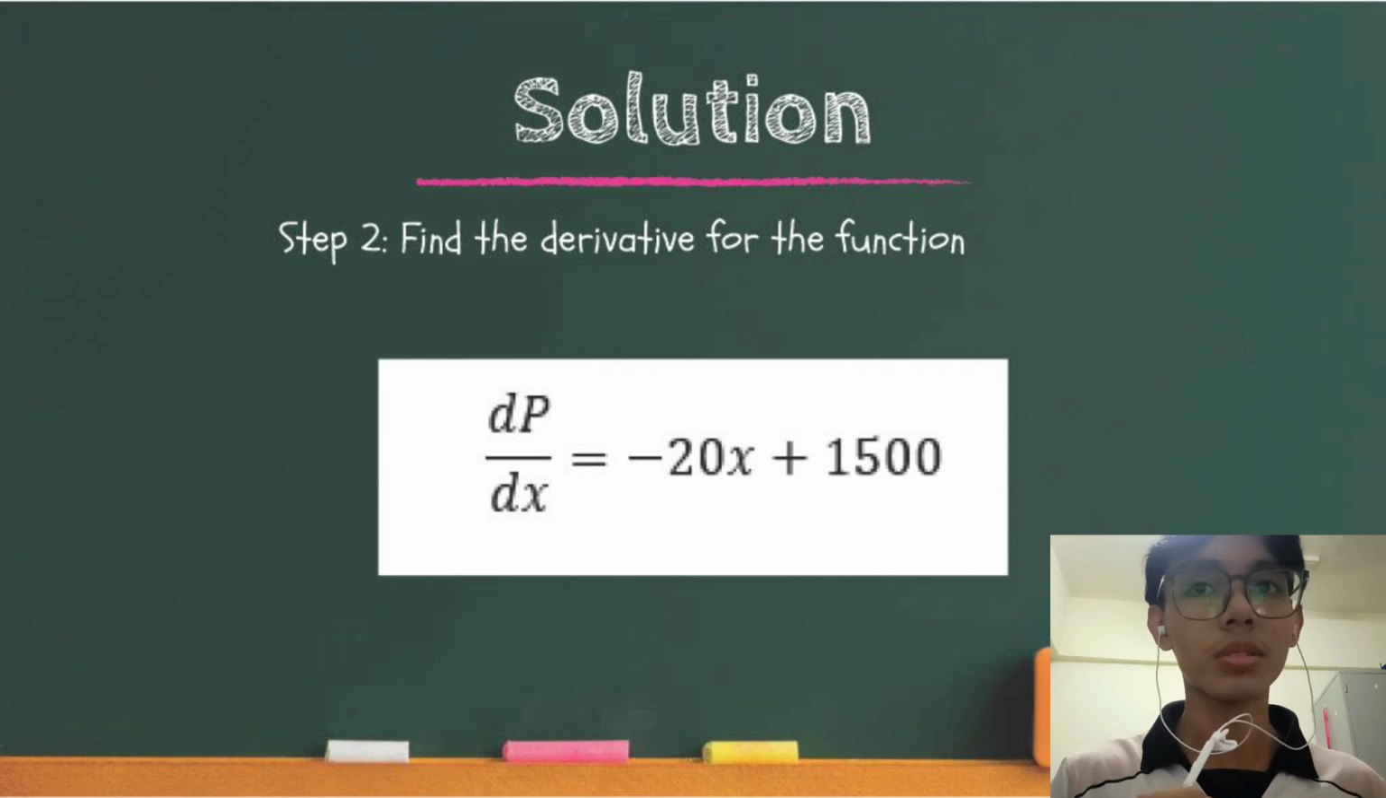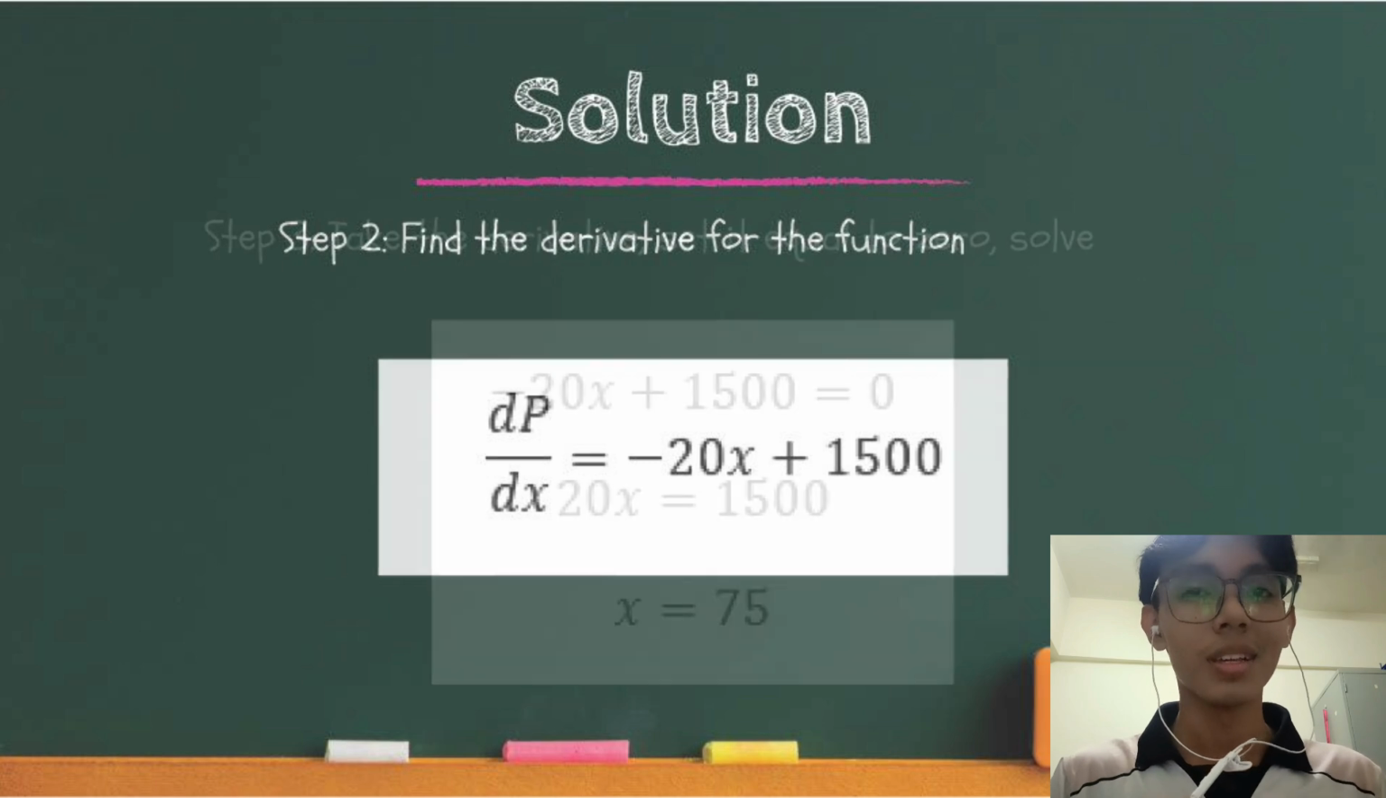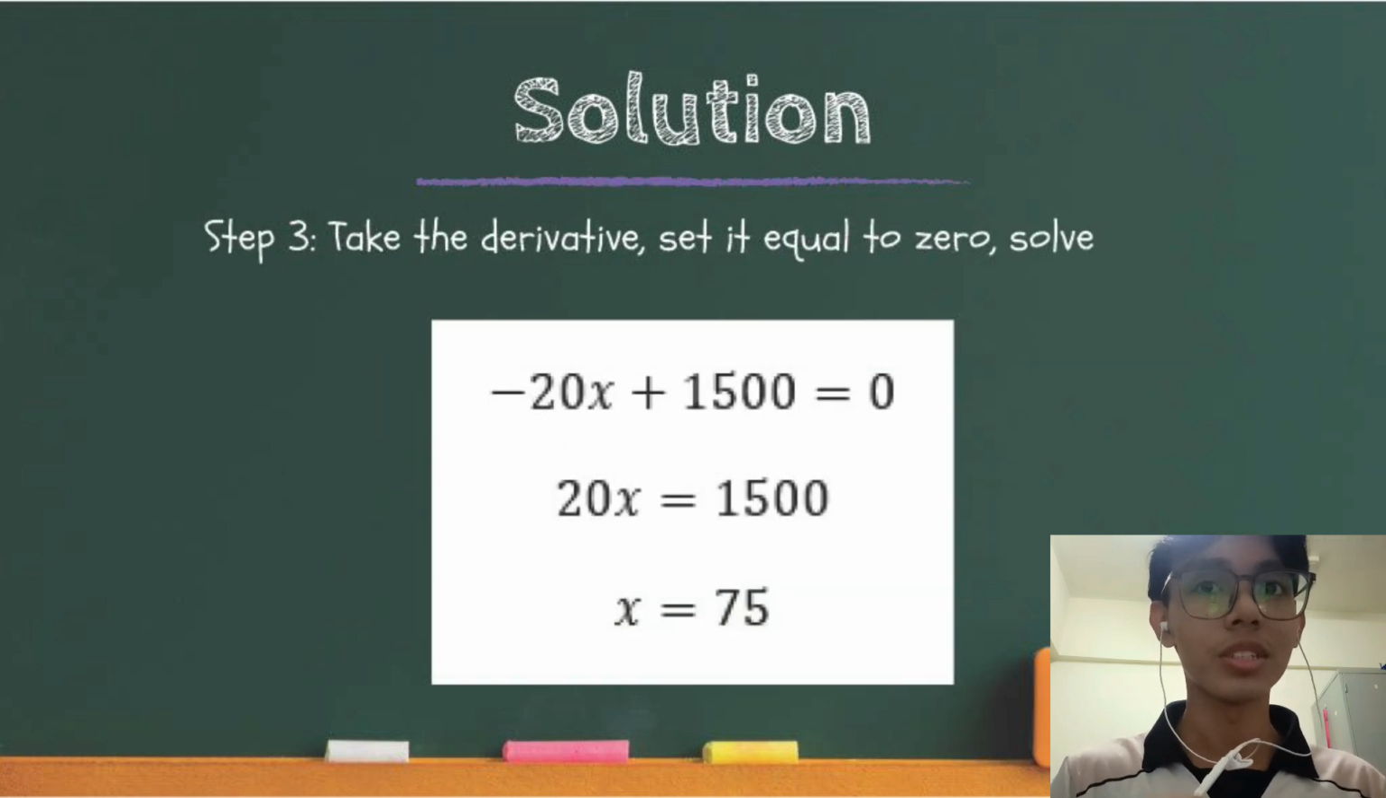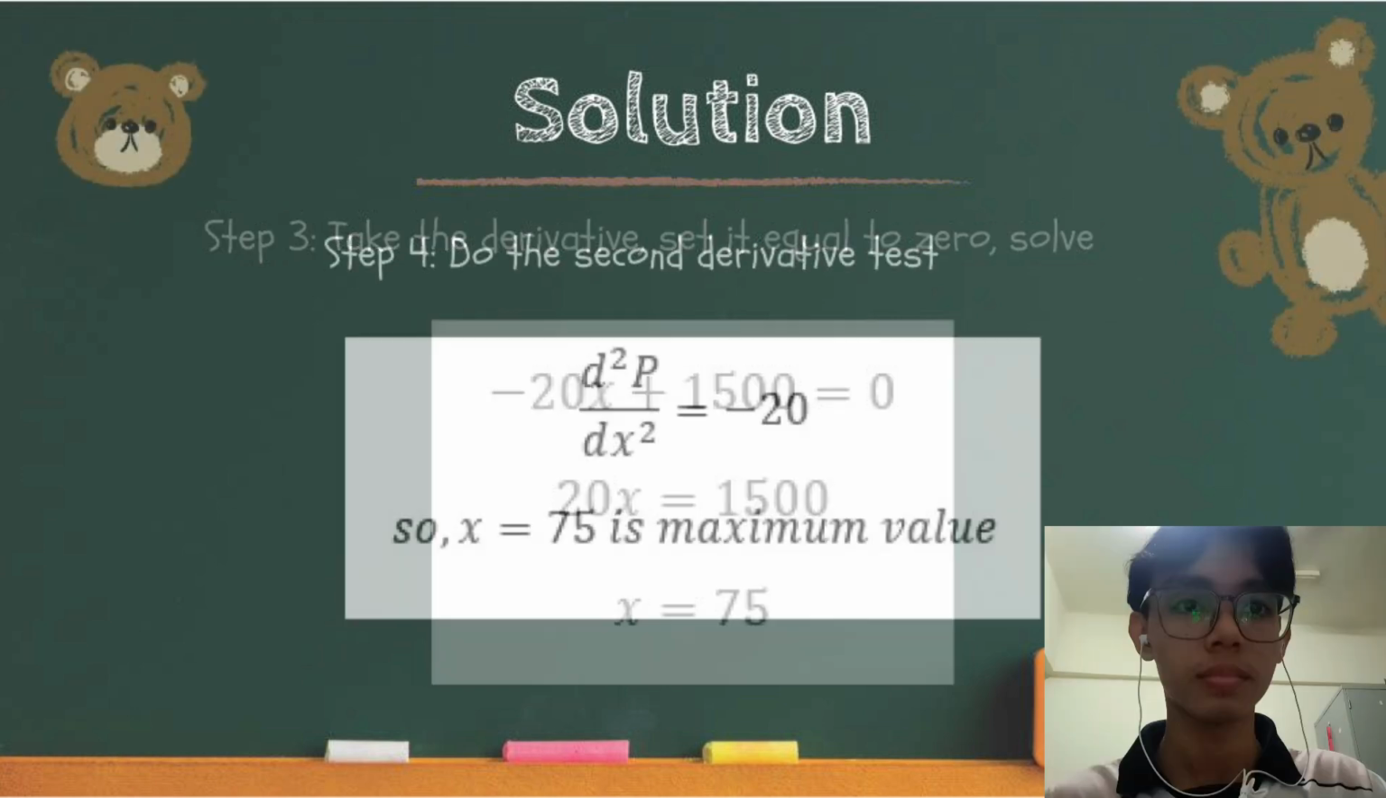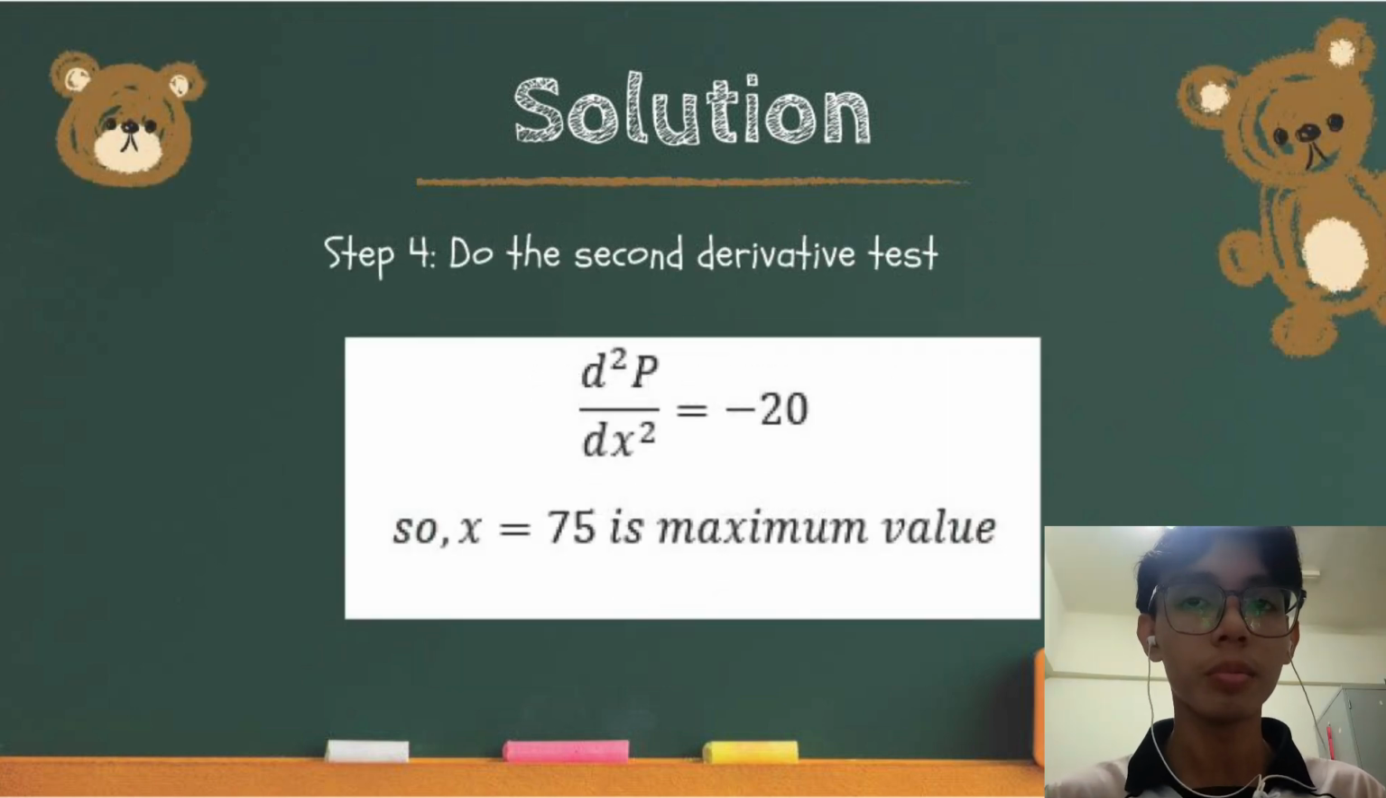The next step is to find the derivative of the profit function. We get dP over dx equals negative 20x plus 1500. The third step is to take the derivative and set it equal to 0. So negative 20x plus 1500 equals 0, and we get x equals 75. The fourth step is to do the second derivative test. We get d squared P over dx squared equals negative 20. So x equals 75 is the maximum value.